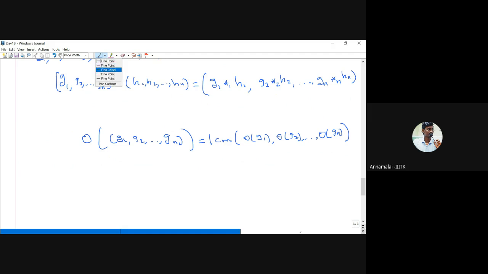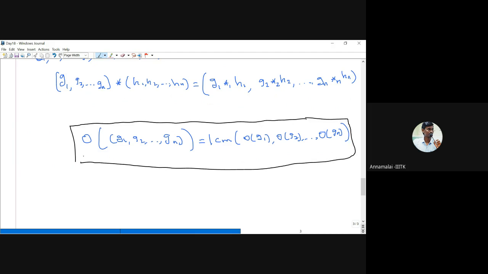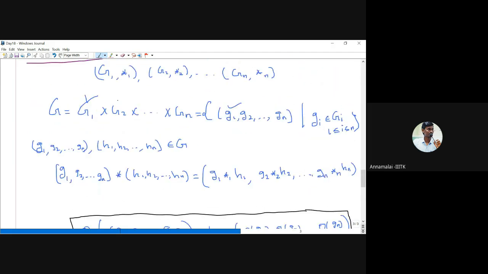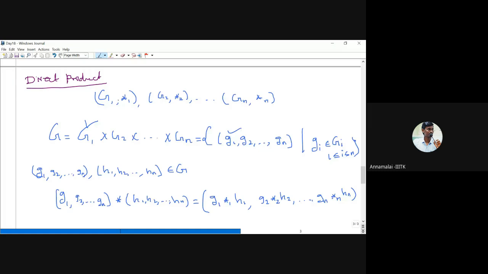So the order of a tuple, maybe an n-tuple or a two-element ordered pair, should be the LCM of each order. Now we have defined the direct product of groups, and this forms a group with respect to the corresponding operations of the groups.